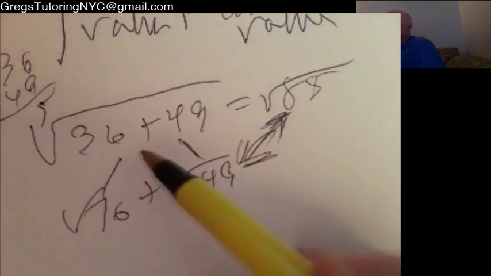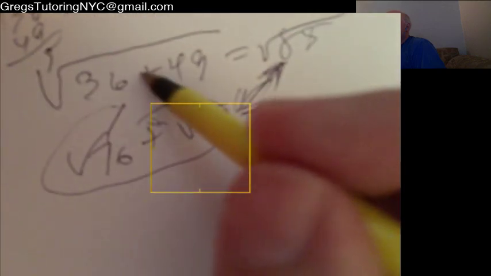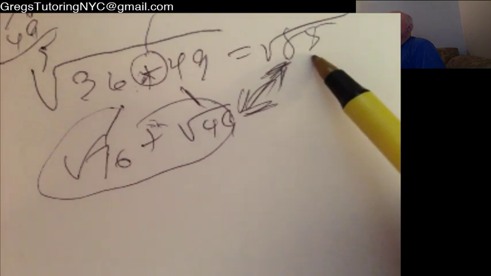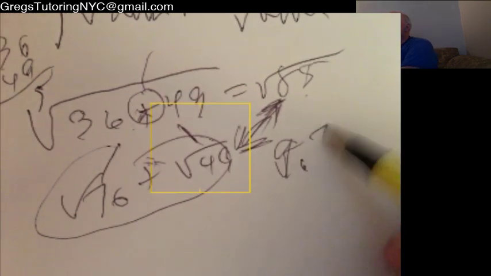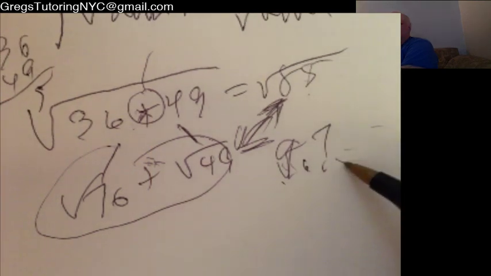Okay. The only time when you split this up is if it's multiplication. If this is multiplication in here, but it's addition, you have to bring it to the square root of 85 first, and you're going to get something like 9 point something as the answer, because 9 times 9 is 81, and 10 times 10 is 100.